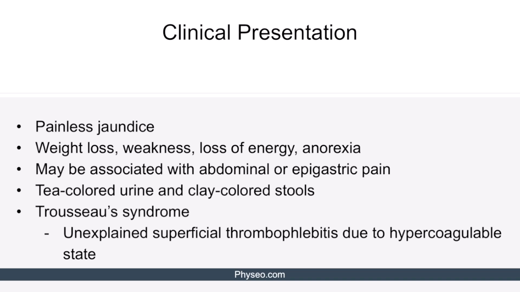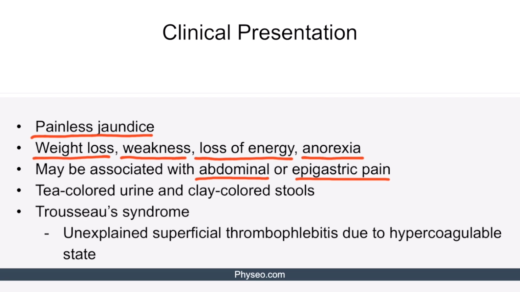Pancreatic cancer can present with painless jaundice due to obstruction of the biliary system by a tumor in the head of the pancreas. It may also present with some common symptoms of malignancy, such as weight loss, weakness, loss of energy, and anorexia. While some patients experience painless jaundice, other patients may complain of abdominal or epigastric pain. For this reason, it's important to pay close attention when the characteristics of pain change in a patient with chronic pancreatitis. If the pain changes significantly from their typical abdominal pain, they may need to be evaluated for pancreatic cancer.